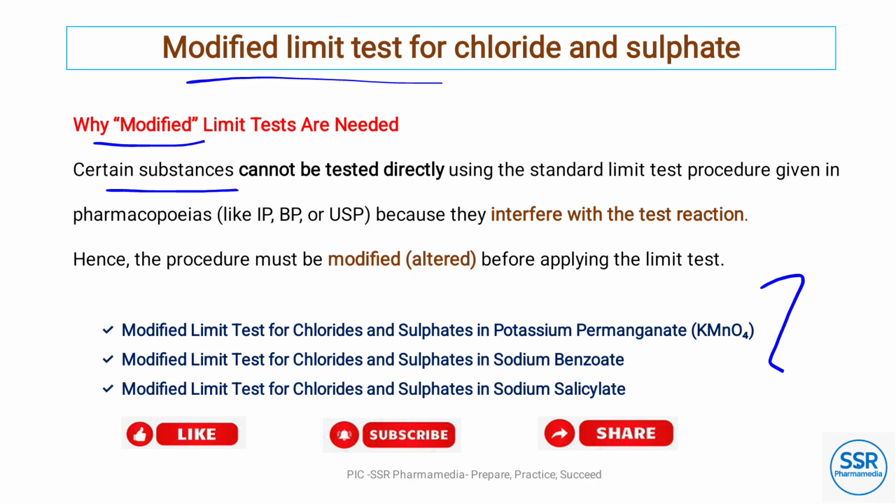So now we are going to discuss these three limit tests: modified limit test for chloride and sulfate in a sample of potassium permanganate, modified limit test for chlorides and sulfates in a sample of sodium benzoate, and modified limit test for chlorides and sulfates in sodium salicylate.